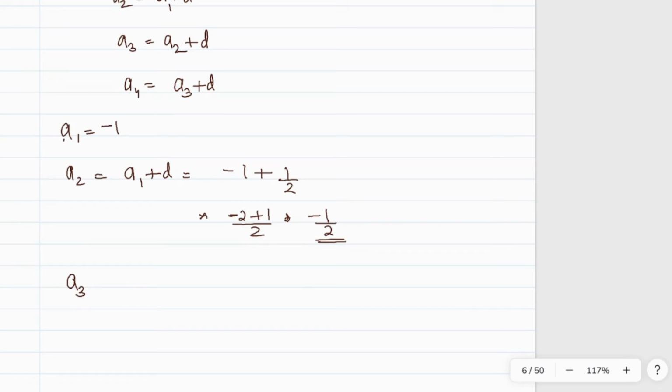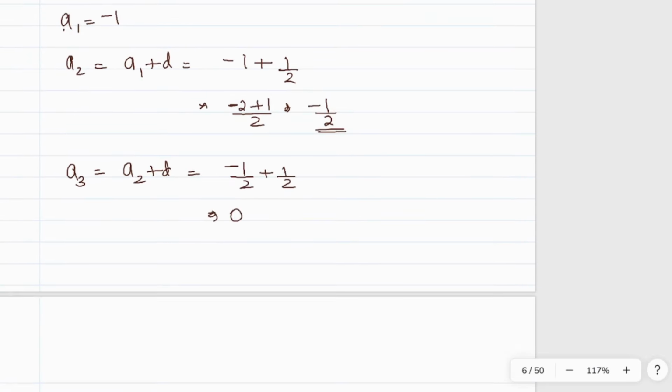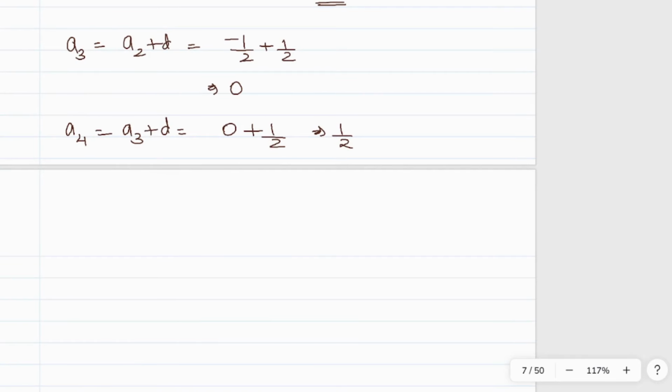Then A3 equals A2 plus D, which is minus 1 by 2 plus 1 by 2, which is equal to 0. Then A4 equals A3 plus D, which is 0 plus 1 by 2. Thus, I got 1 by 2. Hence, our AP is minus 1, minus 1 by 2, 0, 1 by 2. Clear?